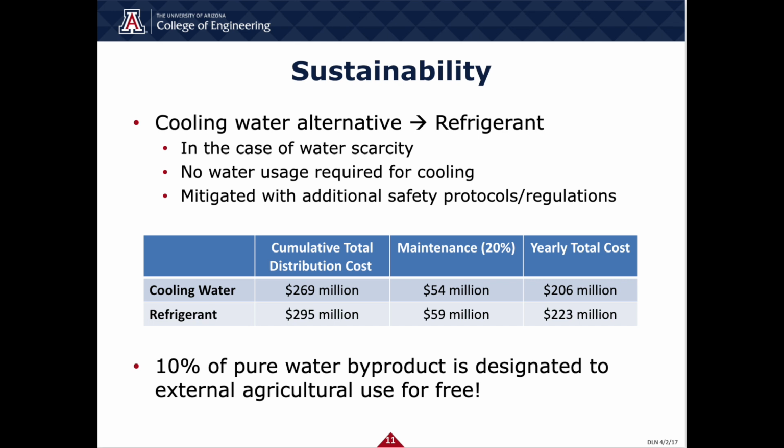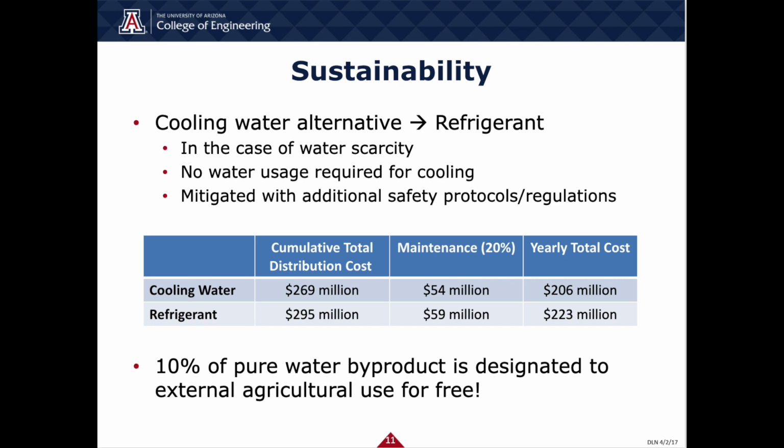While it is important that this project's objectives and tasks are met, it is also crucial to be well balanced and considerate of the sustainability aspects that are integrated, a large one being an alternative to cooling water usage as a part of utility and energy requirements mentioned previously. This alternative being the usage of refrigerant because in the case of water becoming scarce in New Mexico, this alternative requires no water usage and potential hazards can be mitigated with additional safety protocols. Both calculations of their respective CTDCs, maintenance, and yearly total costs can be seen in this table.